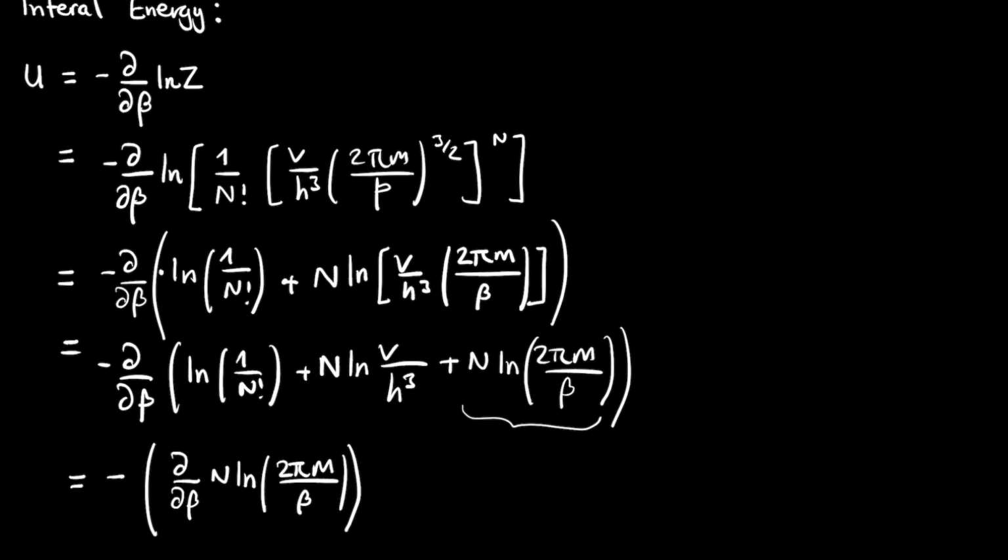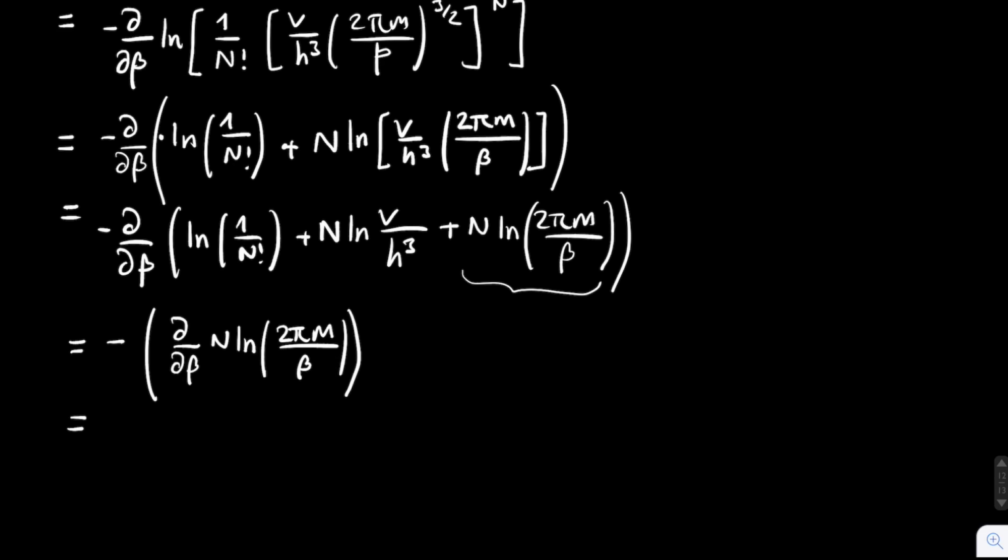So let's go ahead and differentiate. So we're going to get a minus n out the front, that's a constant. Okay, so let's differentiate. So what happens when we differentiate a log function? Well, using the chain rule, we're going to get whatever's in the log on the bottom. So we're going to get 2 pi m over beta.